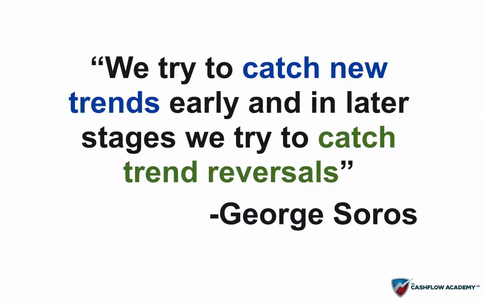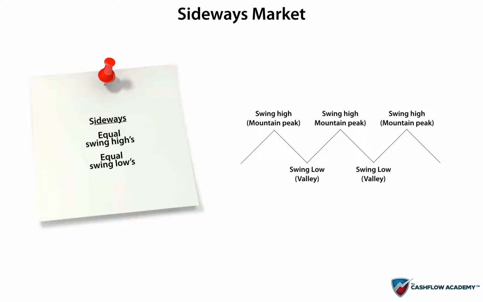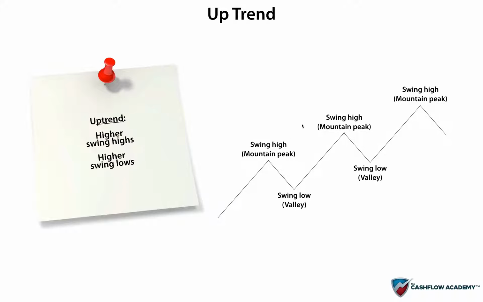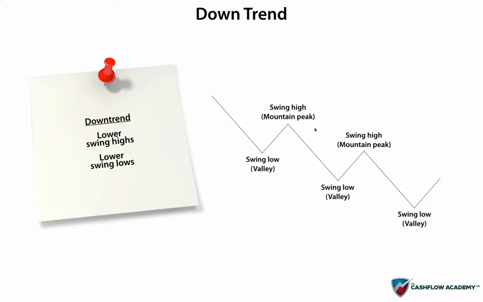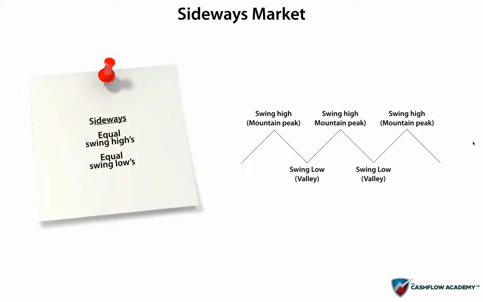So in our previous segment, we established what a trend was. We had an uptrend, which is higher swing highs and higher swing lows, where the mountain peaks are getting higher and the valleys are getting higher. And then we had lower swing highs and lower swing lows, where the valleys were getting lower and the mountain peaks were getting lower. And then, of course, the sideways trend.